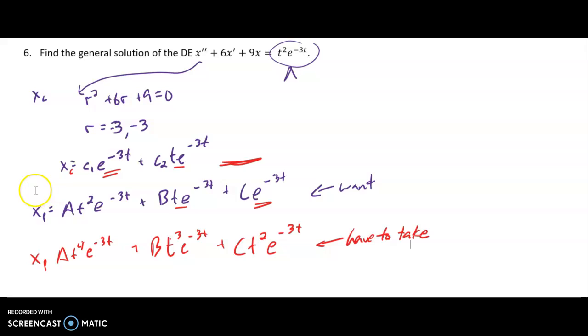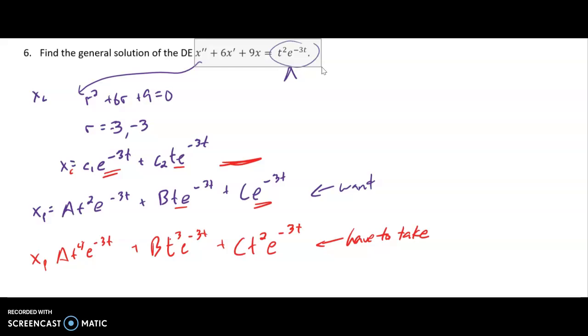I cannot have any pieces from my xp match what is in the xc. And how do we make them not match? We bump them up so that they start after that ending point of the xc. You can also think about it as we multiply all these by a t squared in order to get this equation down here.